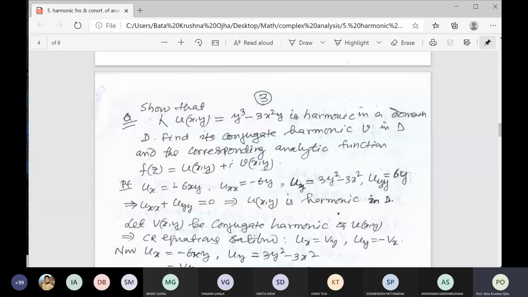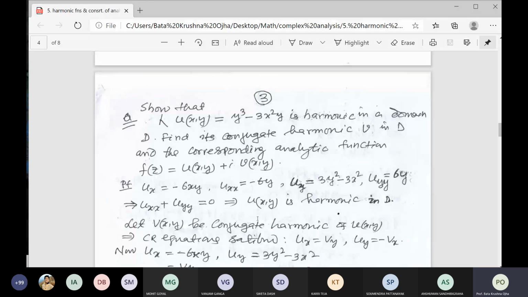What is uxx? That means the next derivative, the derivative of ux with respect to x. It will become minus 6y. Similarly, uy is equal to 3y^2 - 3x^2, keeping x constant. uyy is equal to 6y. If you take the sum uxx + uyy, it will become 0. So this implies u is harmonic in D because it satisfies the Laplace equation.